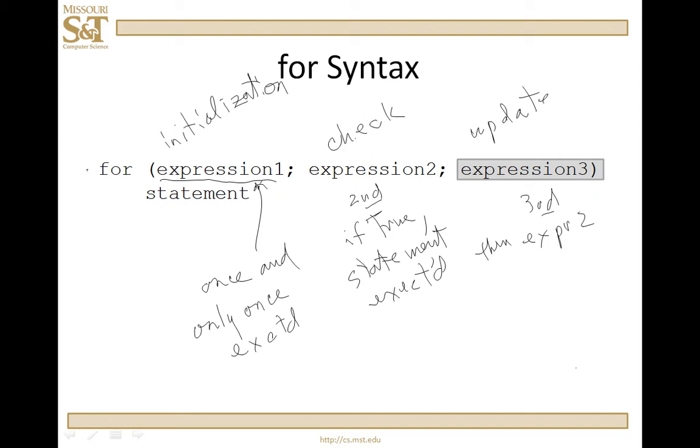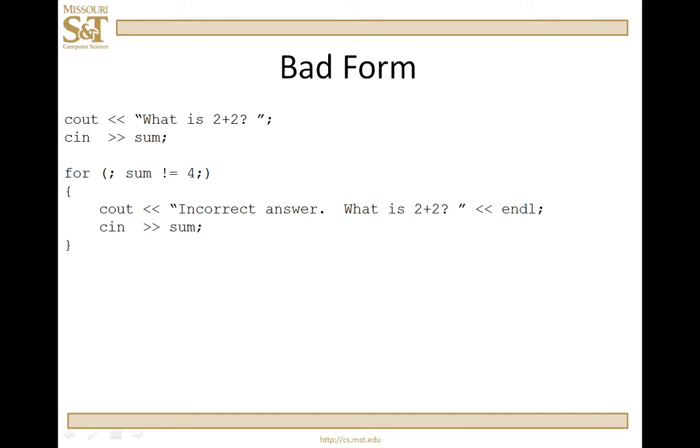Once expression 2 is false, then control passes out of the for statement. Okay, so that's generally how it works. Let's take a look at some examples.